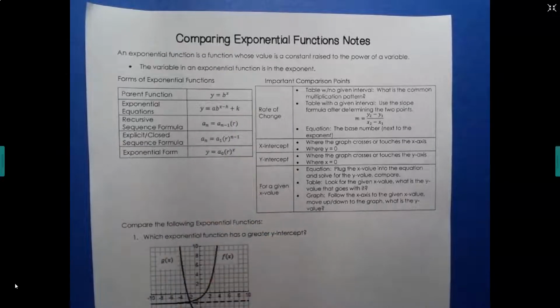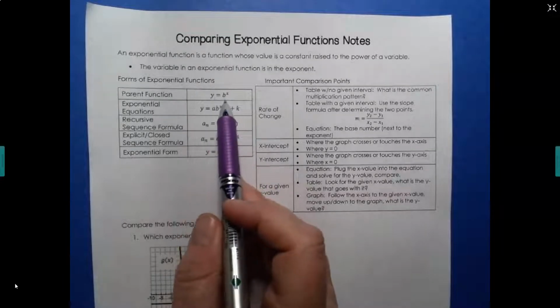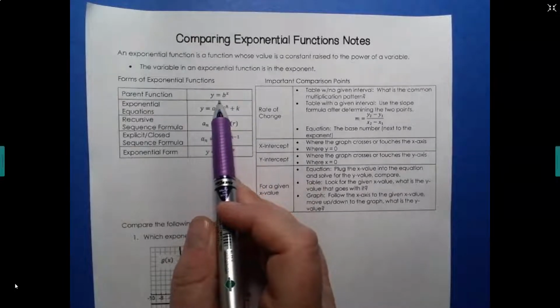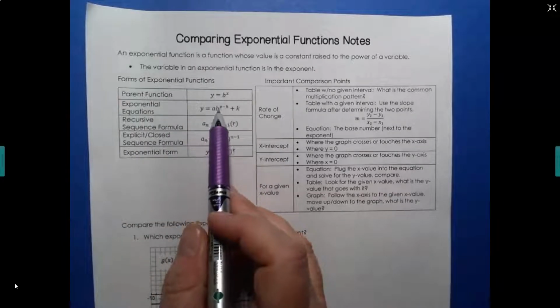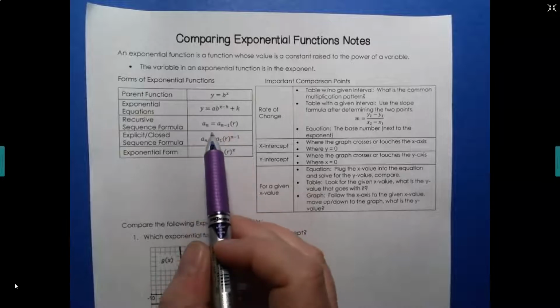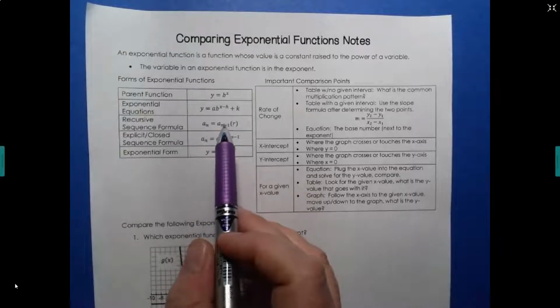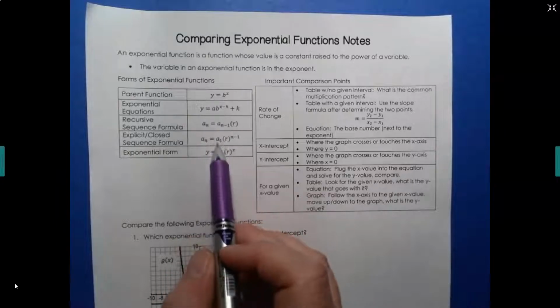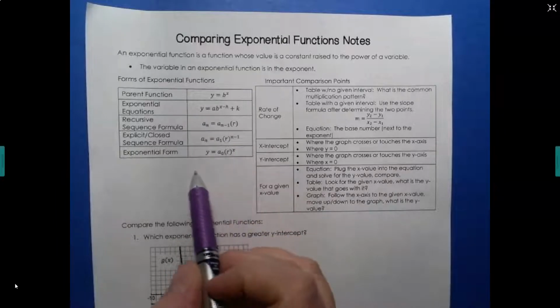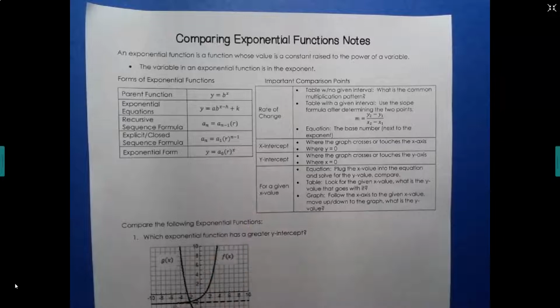These are some of the different forms that we used throughout the year when we were learning about our exponential functions. We had our parent graph, which was the most basic of the exponential functions. This one takes the parent graph, b to the x, and adds transformations. Remember your stretch and your shrink and your asymptote and your left and right and all that. Then we had our sequence formulas and the exponential form.